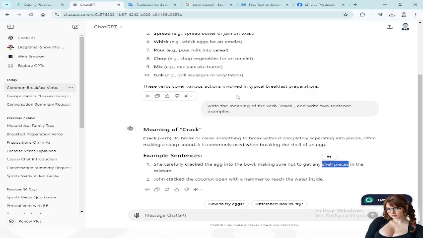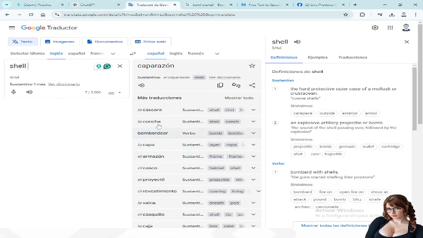I am going to write in that opportunity that shell is, like, in Spanish, cascarón. And we have another word, for example, bowl, but in my particular case, I know the meaning of bowl.